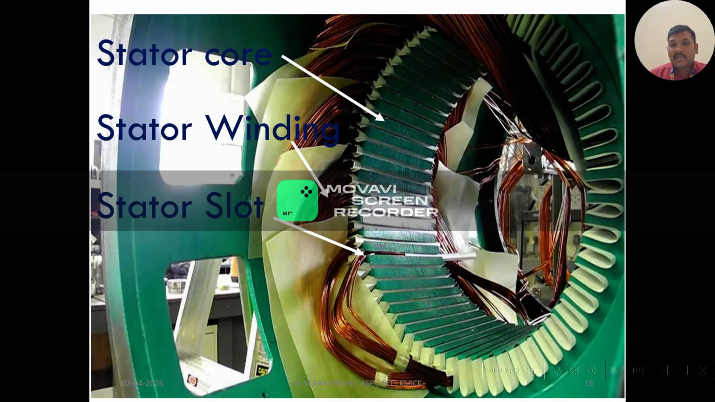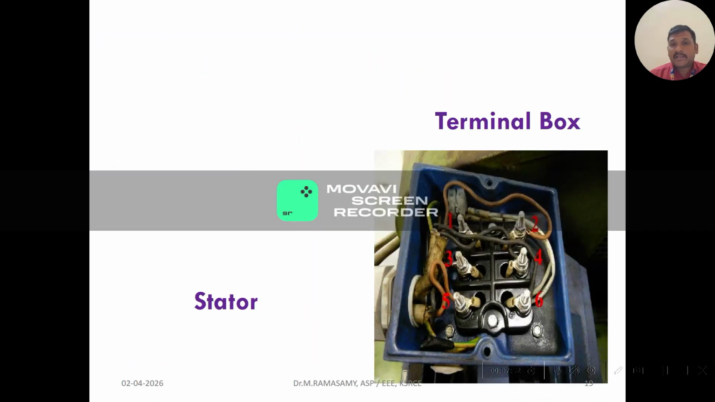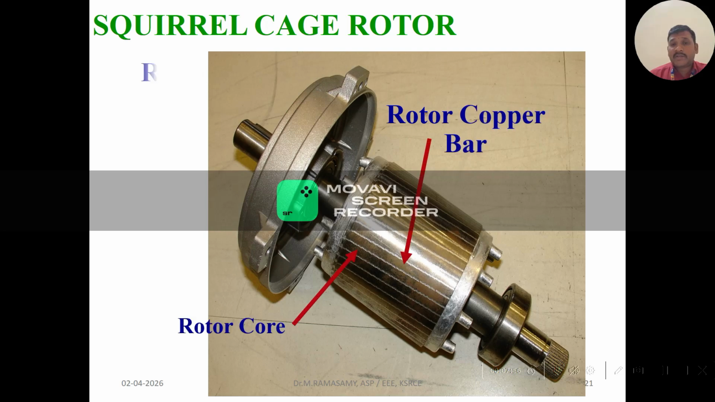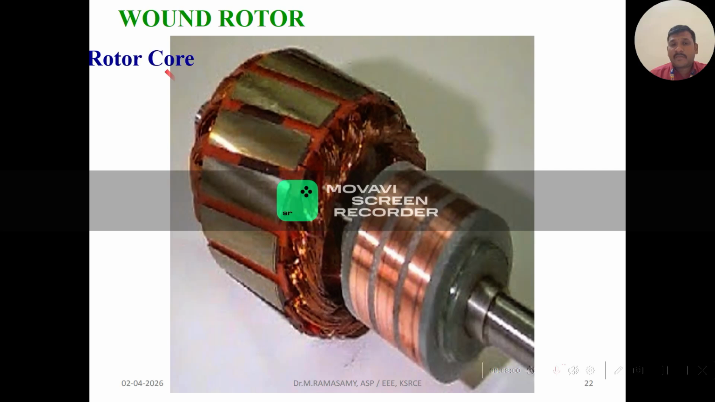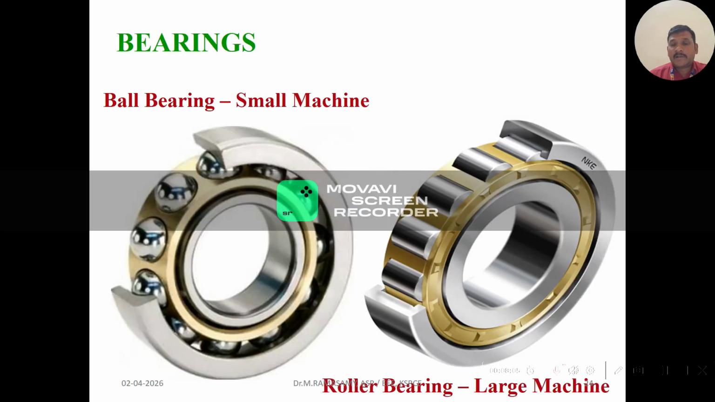And finally I show you the images of ball bearing and roller bearing, which are used in low power machines and high power machines. This is a slip ring induction rotor, and this is the ball bearing and roller bearing. The ball bearings are used in small power machines, and for high power machines they use roller type bearings. Thank you.